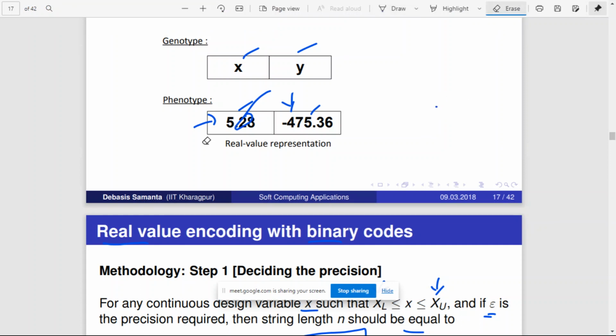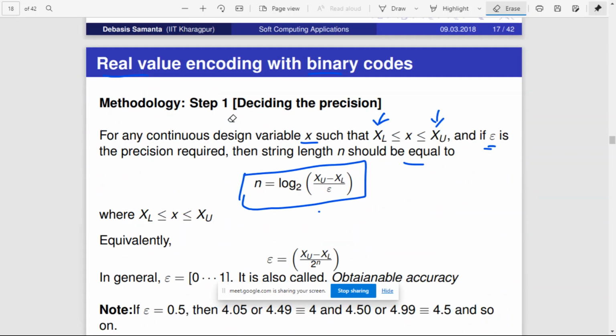That's what we are discussing here. Okay. So this can be done by using this formula. A formula is given to convert the real value into binary codes, because if it is represented in binary code, then the genetic algorithm can perform faster.